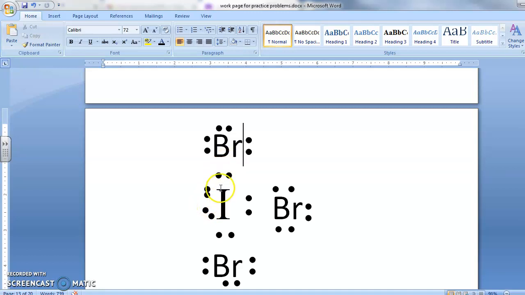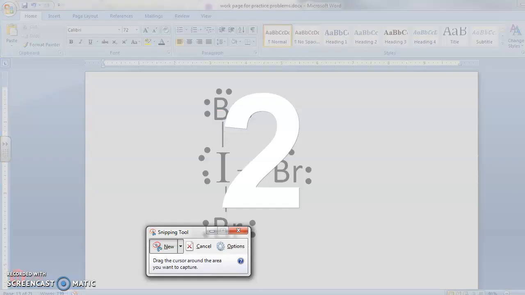Again, iodine starts with 7 valence electrons. It has 3 bromines on it. 7 minus 3 means there should be 4 electrons left over. There they are. Now we can replace the shared pairs with lines, and we will have our molecule Lewis structure complete.